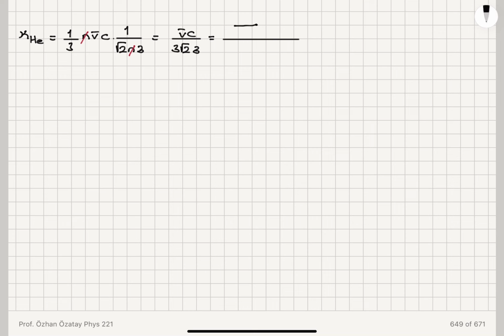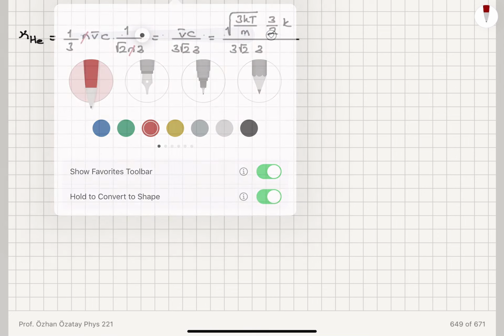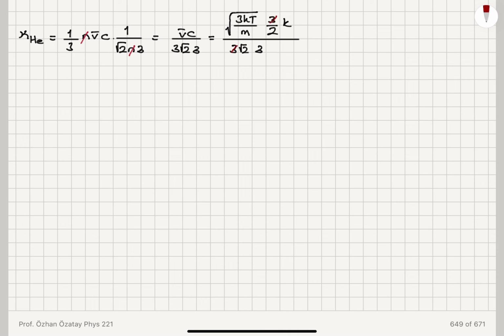v bar is estimated to be the square root of 3 kT over m. c is 3 over 2 k, the Boltzmann constant. Then we have 3 square root 2 sigma at the bottom. And then we will have the 3's canceling here. And we will be left with the square root of 3 over 8. k goes inside as k squared, so we obtain k cubed T over m in the square root, and then we have 1 over sigma, the total scattering cross-section.